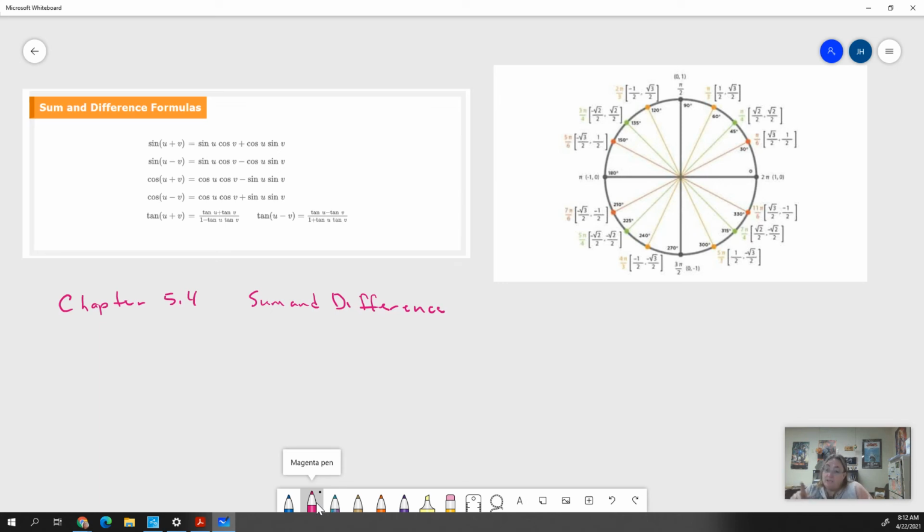I will post this into PowerSchool as well, the sum and difference formulas here in front of you so that you have it when you're doing your assignment. But for right now, I've just got it right up here. That's the one thing I did forget to do earlier was to put that in. I'll probably put this unit circle in too, just so you don't have to go looking for it.